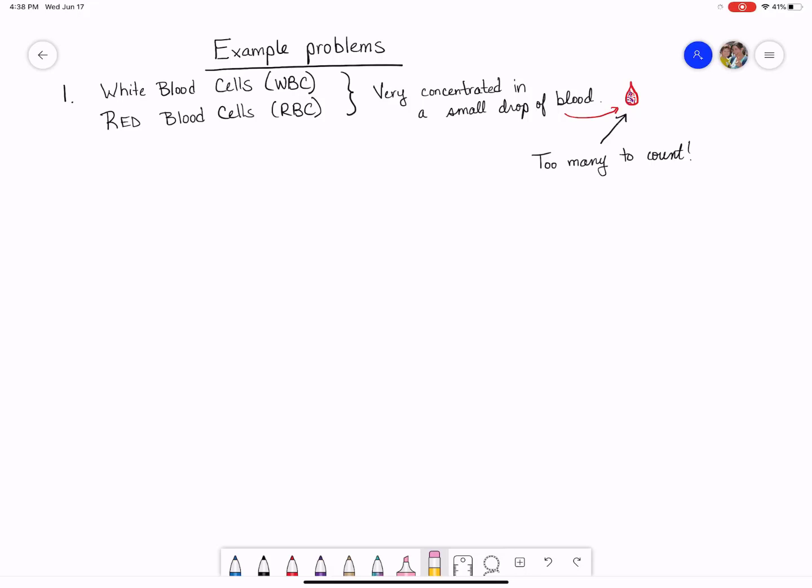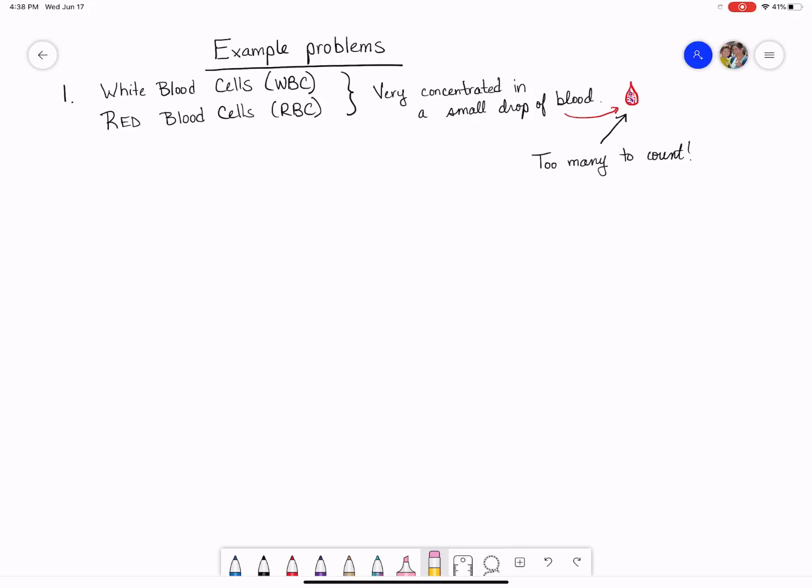The first example problem that I'm going to do is very similar to the red blood cell concentration problem that is presented in your lab. In this case, I'm going to use white blood cells instead of red blood cells, but the concept that you will apply to the red blood cell problem is very similar.